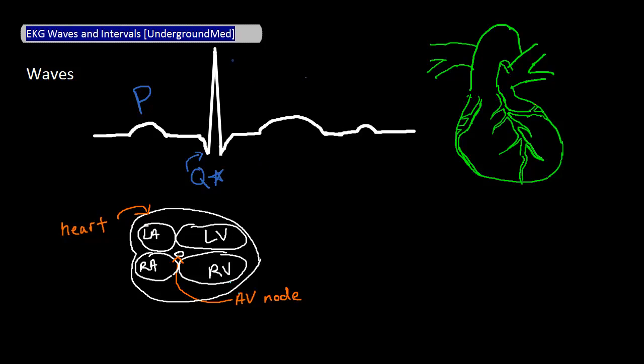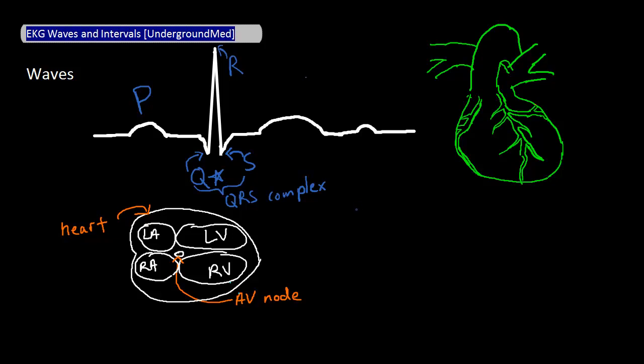The next wave is an upright wave called the R wave. And the R wave is followed by an inverted wave called the S wave. Together, the Q wave, R wave, and S wave are referred to as the QRS complex. And as a whole, it corresponds to the depolarization of the ventricles. Note that atrial repolarization also occurs during this time, but it is obscured by the QRS complex.